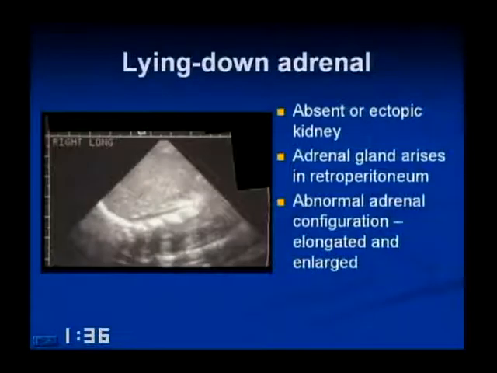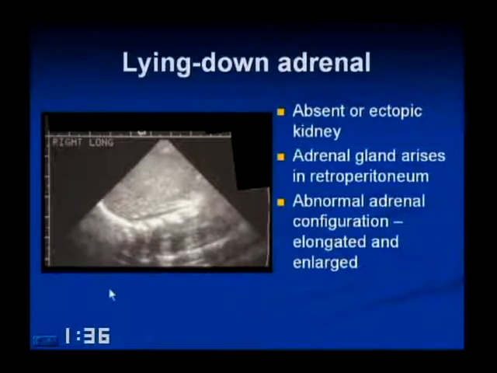Okay. A sign that's very important for you to know is called the lying down adrenal sign. This can be observed antenatally, and what we see is that the adrenal gland occupies the renal fossa, and its shape is abnormal. It's elongated and appears much larger than you would expect it to be.